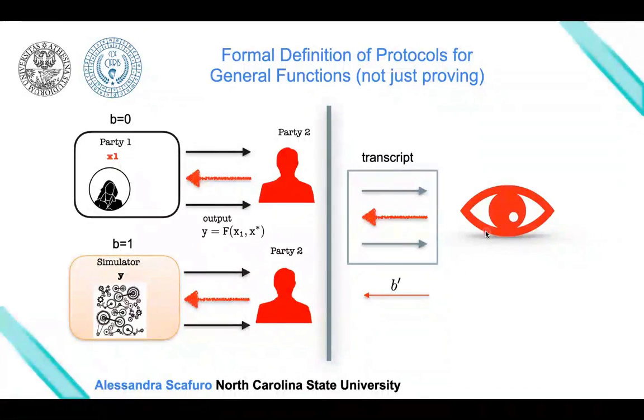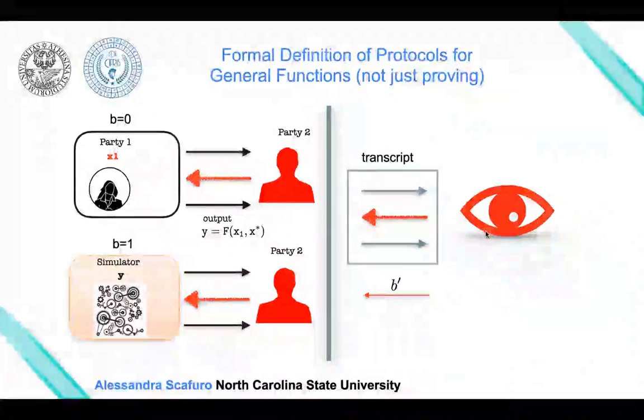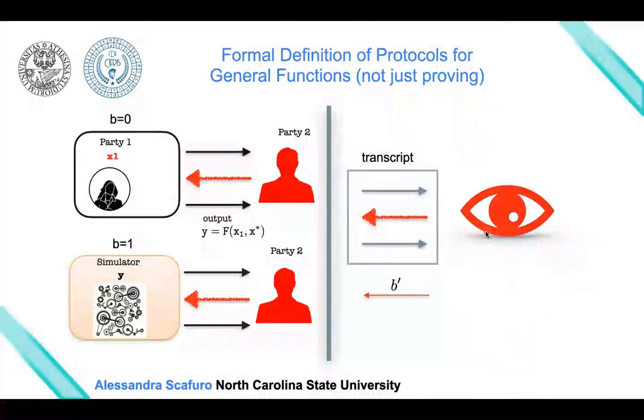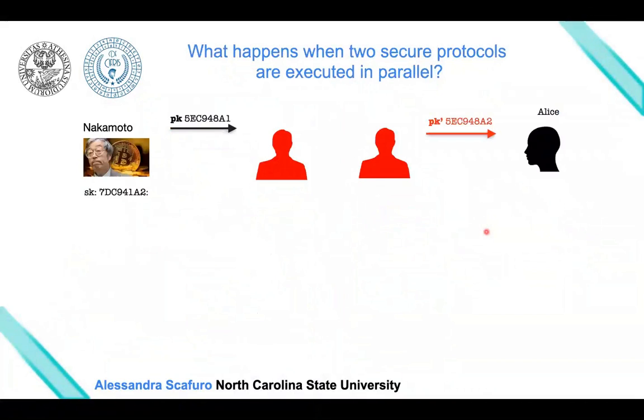Now, in the definitions I've given you so far, there was an adversary, a party A and a party B, Alice and Bob, and the adversary might be Bob, but that was the only thing happening. But now the next question is, what if instead of one protocol, there are two protocols in parallel?